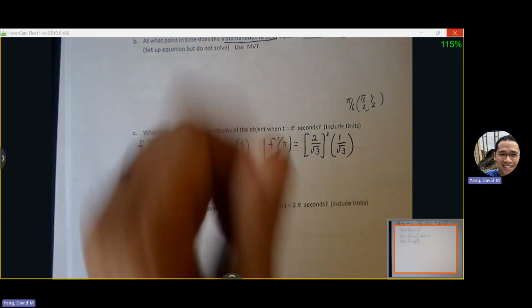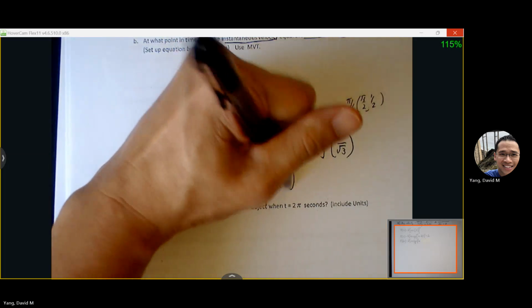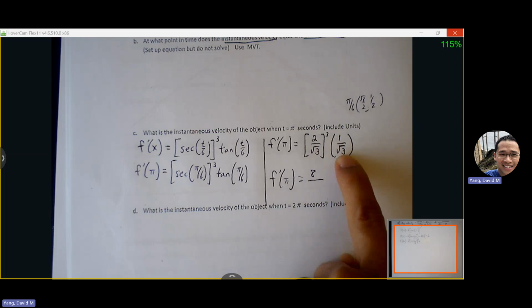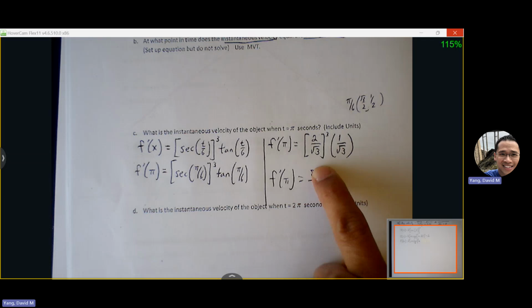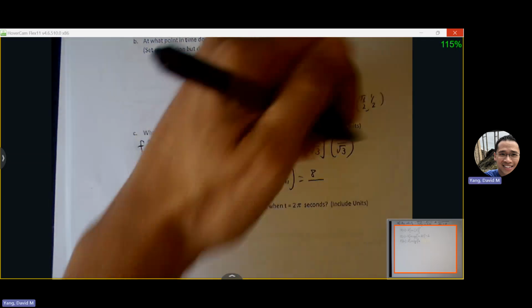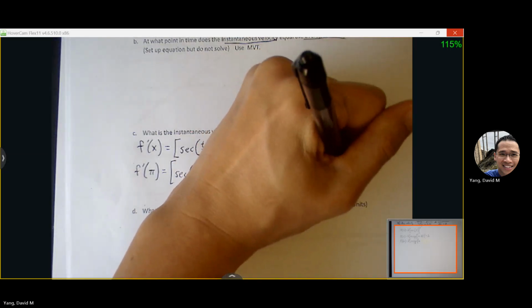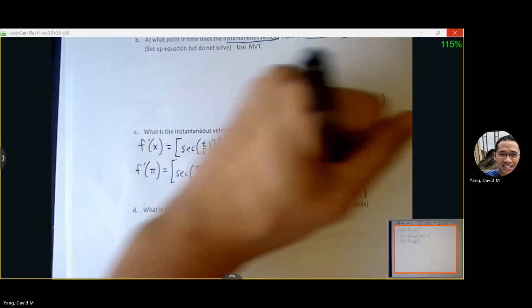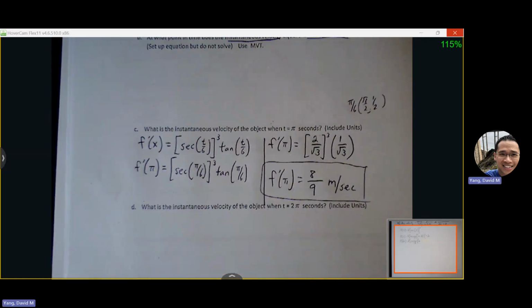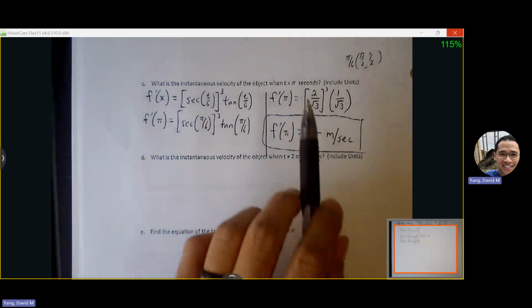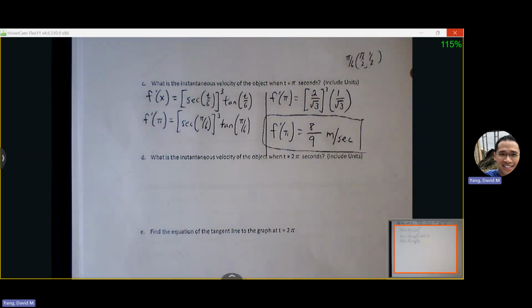So 2 cubed is 8. Here, we're essentially doing root 3 to the 4th power, right? Because there's 3 root 3s here. There's 1 root 3 here. 2 root 3s gives me 3. And so 4 root 3s will give me 3 times 3, which is 9. So just practicing with our unit circle values here, right? All right, try part D. Same process. You're just plugging a different t value into the derivative.